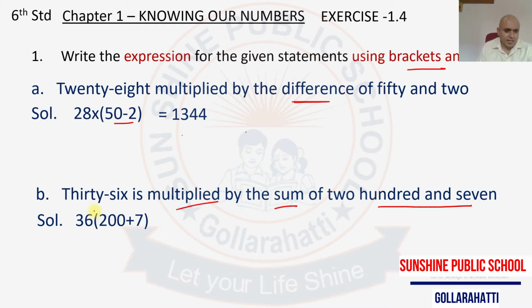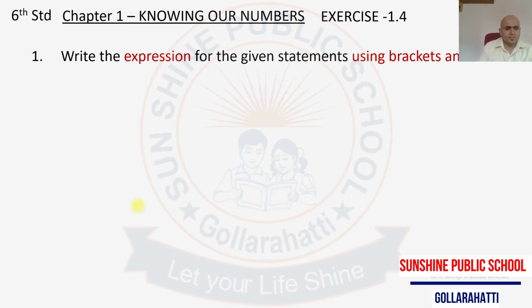If there is no sign before the bracket, that means it is considered as multiplication. 36 into (200 plus 7). First you have to add 200 plus 7, that is 207, and multiply by 36. 36 into 207, if you multiply, the answer is 7452. Okay. Let us see the next question.